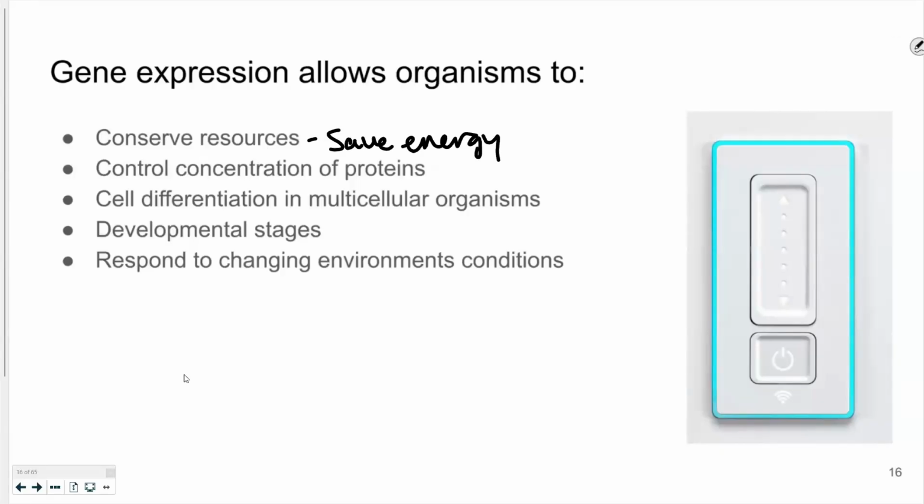Okay, so the dimmer switch is how we can turn the amount of proteins up or down so that we can figure out how much we need to have. We can have differences in cell differentiation. So your eye cells are going to express different genes at different amounts than your liver cells. Sometimes we need like a lobby versus the actual theater. But we need to have different amounts of light in those two situations.